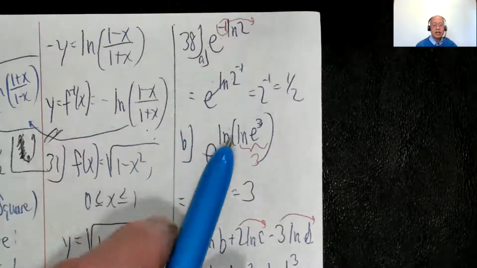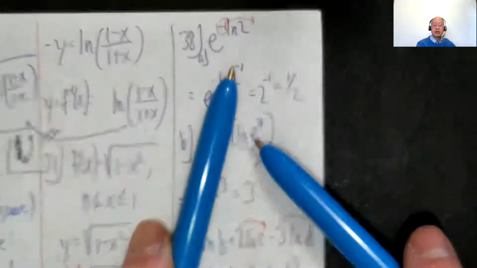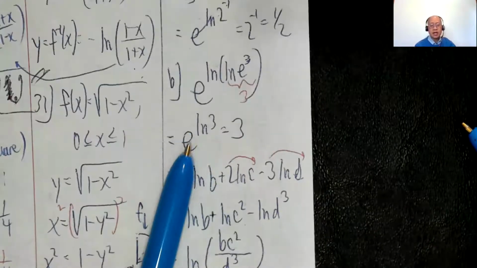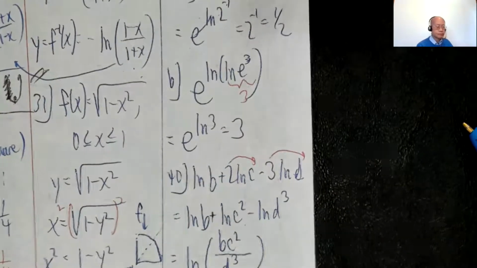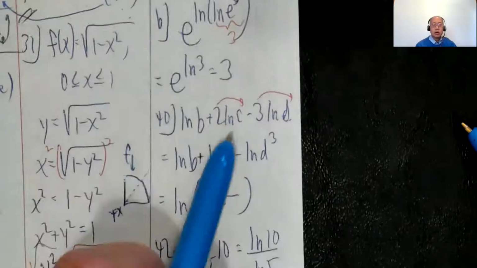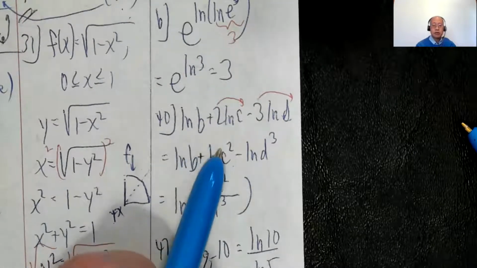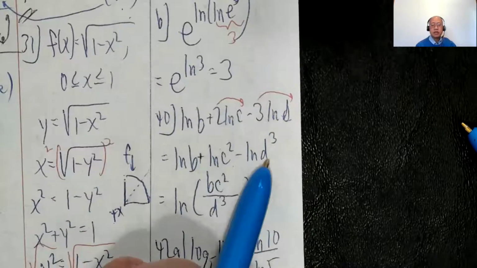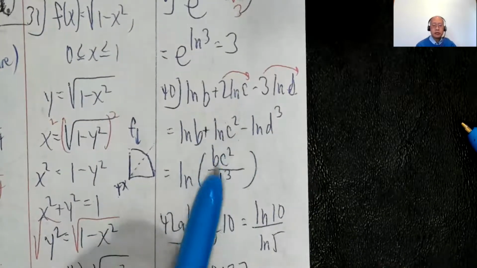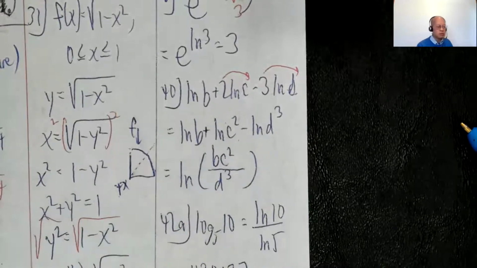38b, e to the ln e cubed. Well, just look at this. Ln and e cancel out. So this part is 3. So I have e to the ln 3 and e to the ln cancel out. So I have 3. 40, they want you to write it as a single log. The coefficients can climb up as exponents. So 2 comes up, becomes a c squared. 3 comes up, becomes a d cubed. This is an addition, so I multiply. This is a subtraction, so I divide. So write it as a single log, ln of b c squared over d cubed.